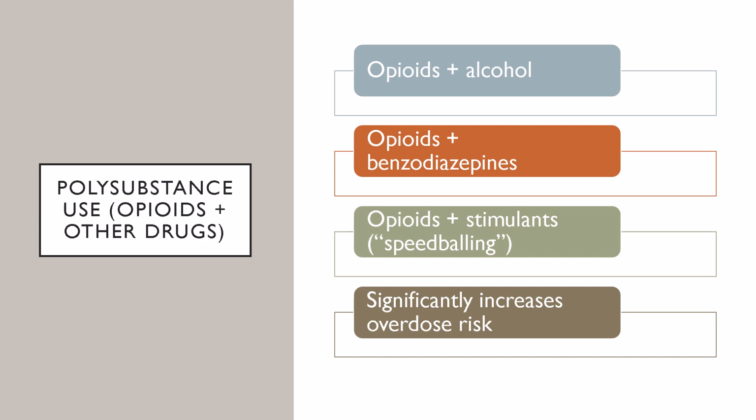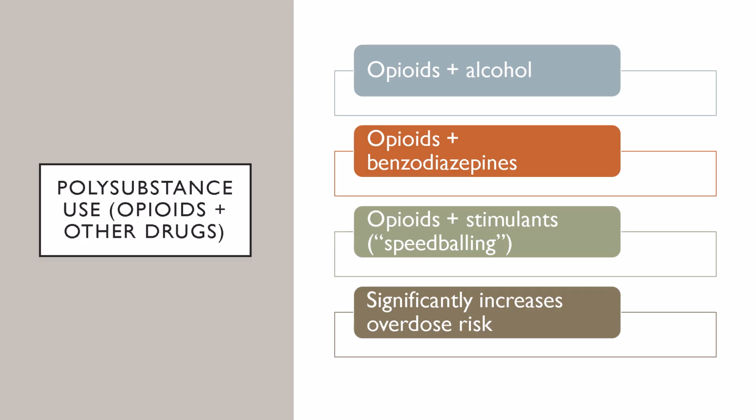And then another high-risk combination is opioids with benzodiazepines, like Xanax or Valium. Like I said in the last lesson, benzodiazepines act on the GABA system, and that slows down brain activity. And when it's combined with opioids, the effects on the person's breathing are amplified. And so that's one of the leading causes of overdose deaths.